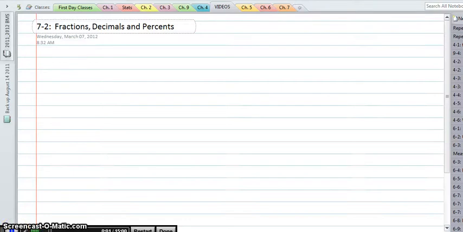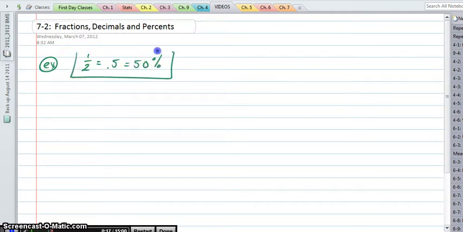Today we're going to continue talking about percents and fractions. We're just going to add decimals into the mix because of course they are all related. A basic example, I can say that 1/2 is the same thing as 0.5 or 5/10, which is the same thing as 50%. I just want to point out that these are all equivalent. They all mean the same thing. We're just using different ways to express the situation.